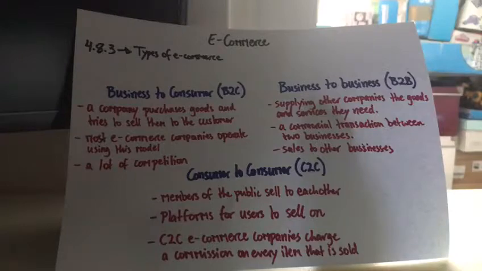Now, if we go to business to business, this is a situation where one business makes a commercial transaction with another. They supply other companies the goods and services they need. This model involves supplying other companies the goods and services they need, and these companies have different priorities from those who sell directly to the end consumer.